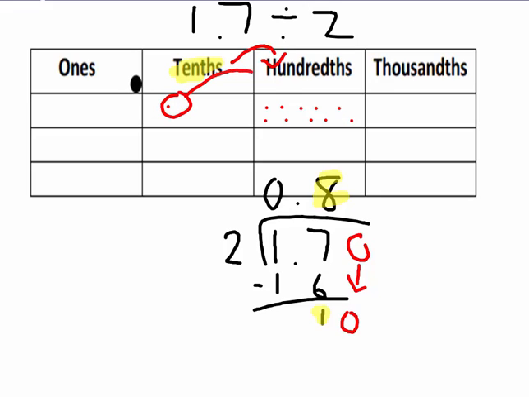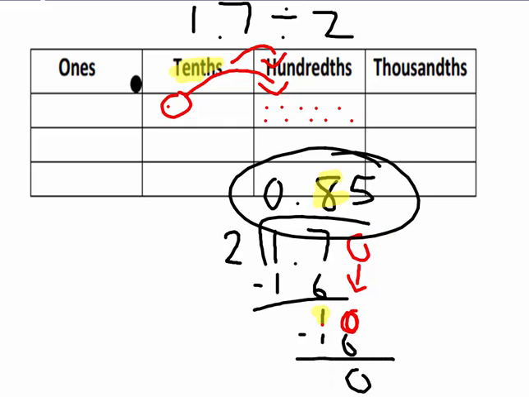I just took this guy and regrouped. Went from 1 to 10. And now I can continue. How many times does 2 go into 10? It goes in 5 times. Multiply, subtract, and notice that's my answer I had before.